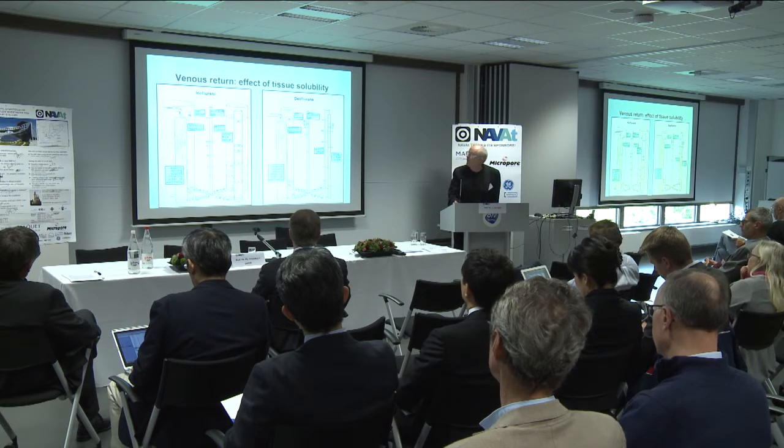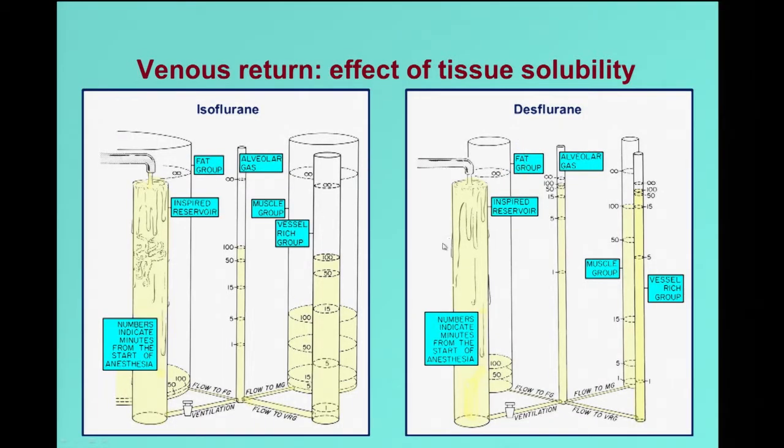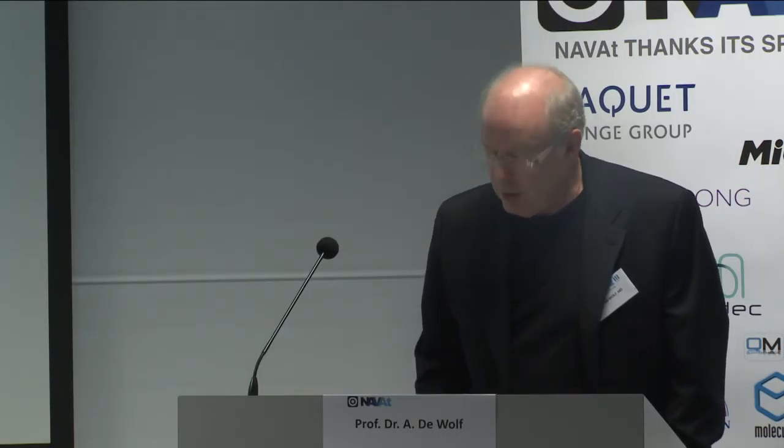Therefore, if we compare the situation with isoflurane versus sevoflurane, the effect of the tissue group is that, yes, the muscle group here is saturated quite a bit higher with desflurane as compared to isoflurane because the time constant is different. What we see is that the total amount of vapor that can be returned from this container with venous blood is quite a bit larger, and that will slow recovery from the anesthetic.